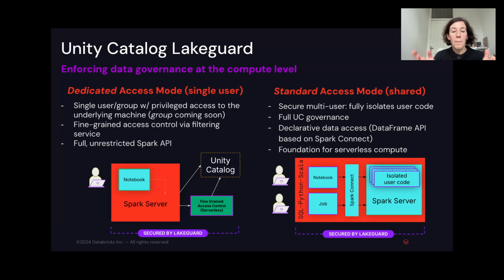But then, in order to circumvent that, with DBR 15.4 we introduced fine-grained access control, where all these queries that run over views or over tables with RLS CM run on dedicated background compute, and only the results are streamed back to the Spark server. So that's what you get on dedicated access mode. You get the full unrestricted Spark API. You get full fine-grained access control from 15.4 onwards. And very recently, we also added the ability to share that cluster. Now, you can only share it within a group of users with the same permissions.